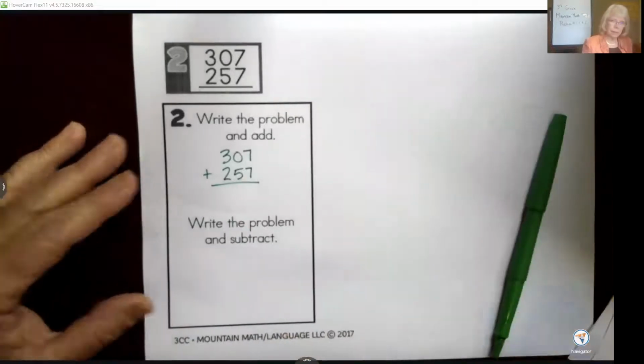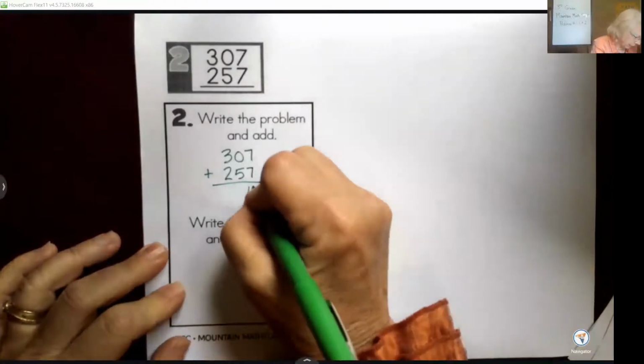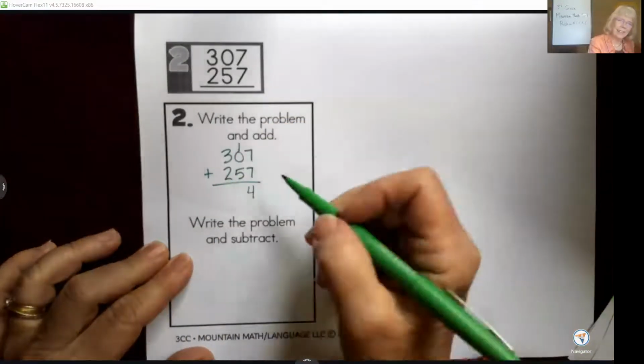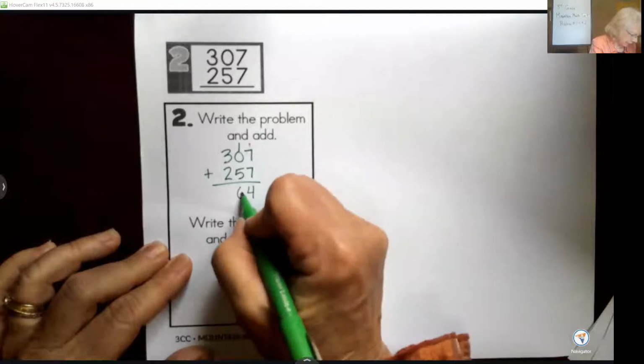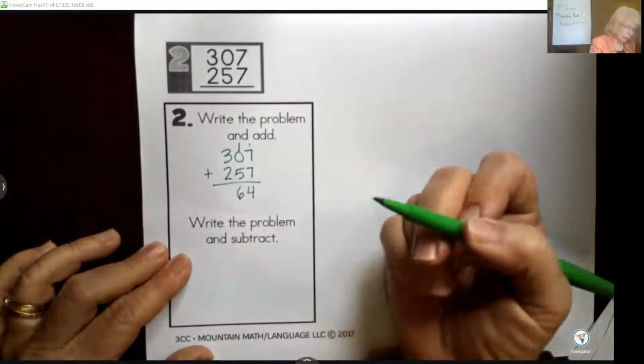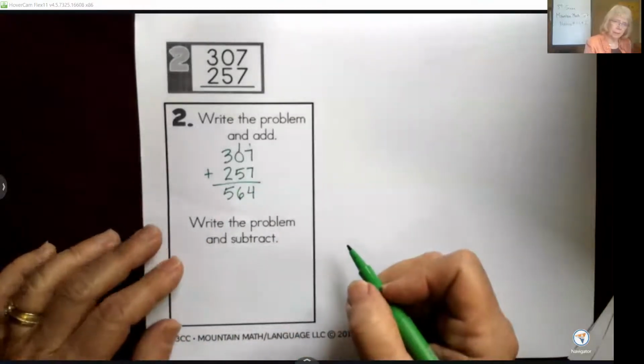So 7 plus 7, 7, 8, 9, 10, 11, 12, 13, 14. So we put our 4 down here, carry our 1. 1 plus 0 is 1. 1 plus 5 is 6. And 3 plus 2 is 5. So our final answer is 564.